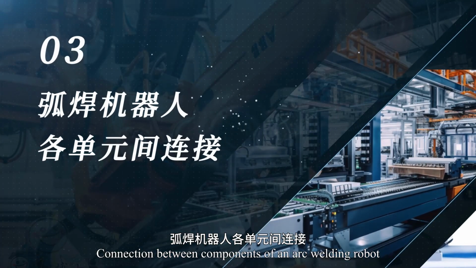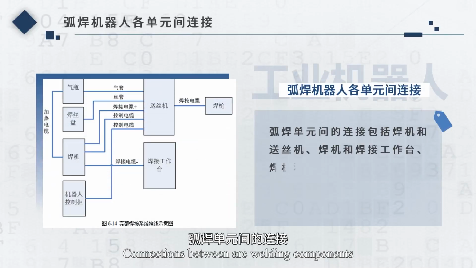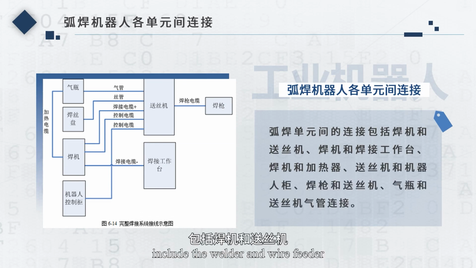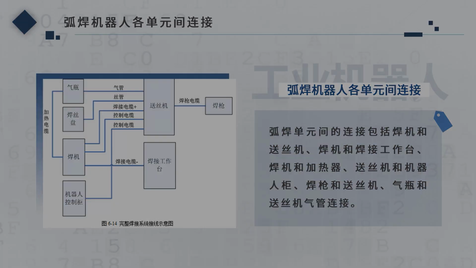Connection between components of an arc welding robot. Connections between arc welding components include the welder and wire feeder, the welder and welding operating table, the welder and heater, the wire feeder and control cabinet, the welding gun and the wire feeder, as well as the gas cylinder and the wire feeder ventilator.